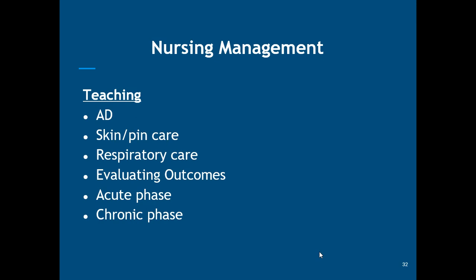And the acute phase really is all about stabilizing the patient. The chronic phase is long-term rehabilitation of the patient. They'll require intense inpatient rehab therapy. I'd say almost all of them are sent to an inpatient rehab facility that hopefully specializes in spinal trauma. And then a lot of emotional support, because it's going to be a chronic phase for the rest of their life.